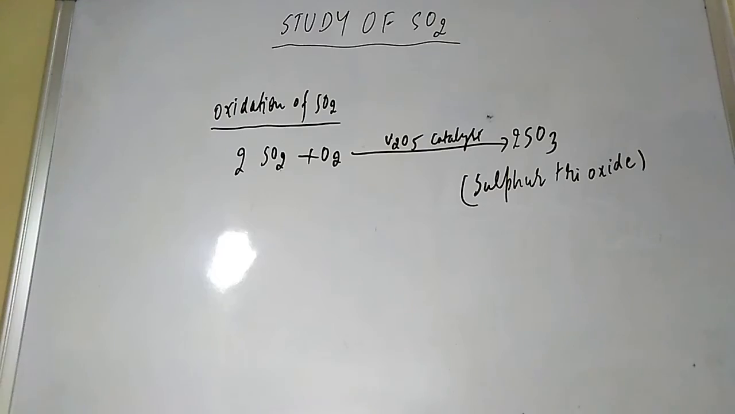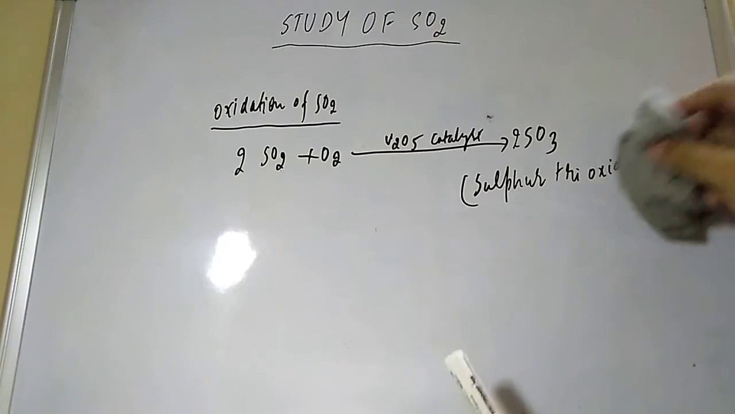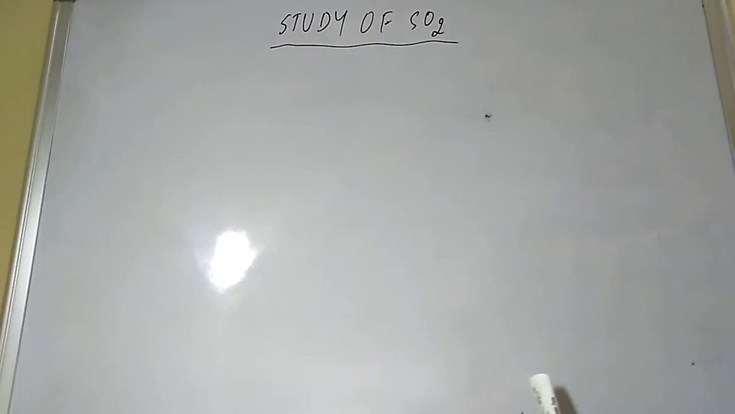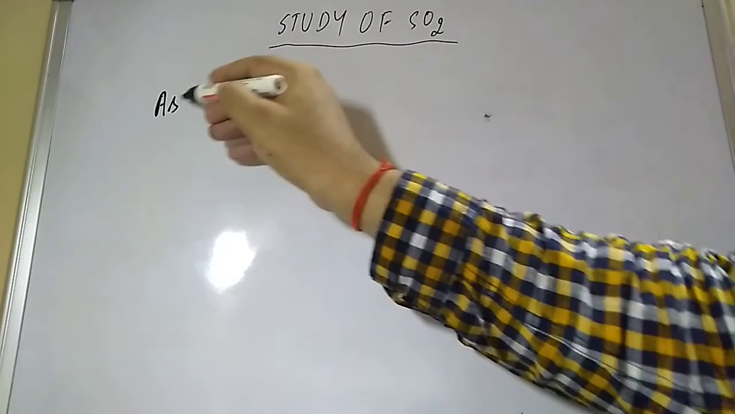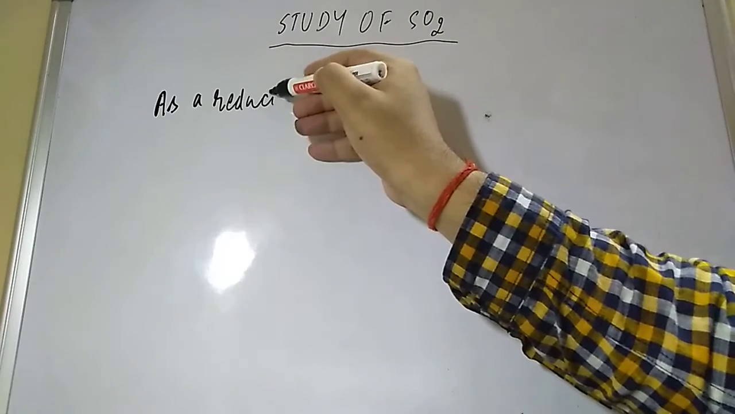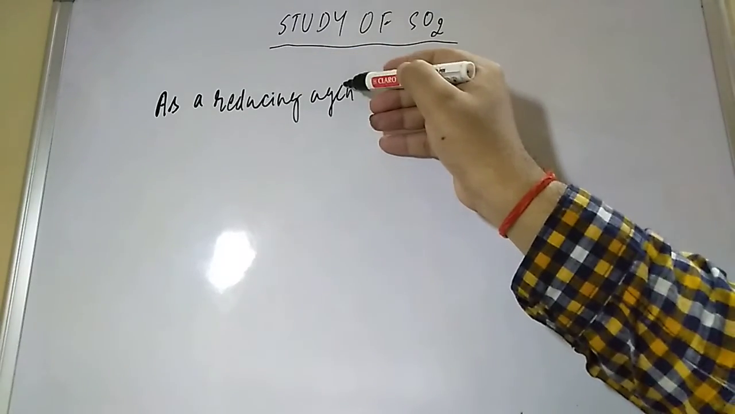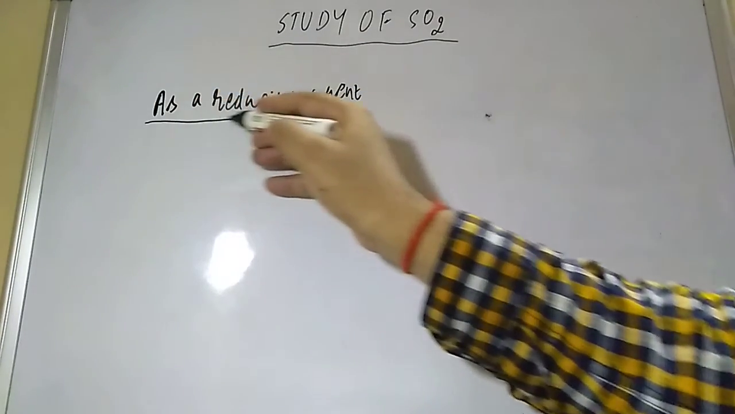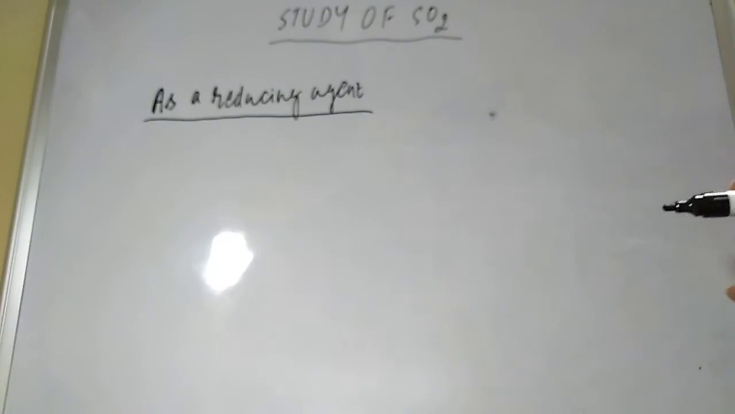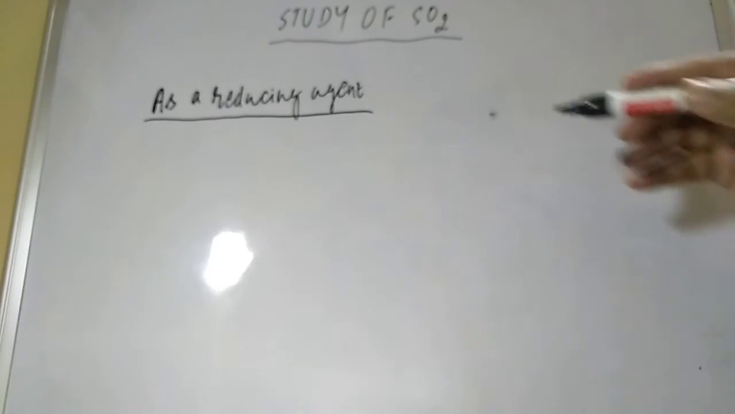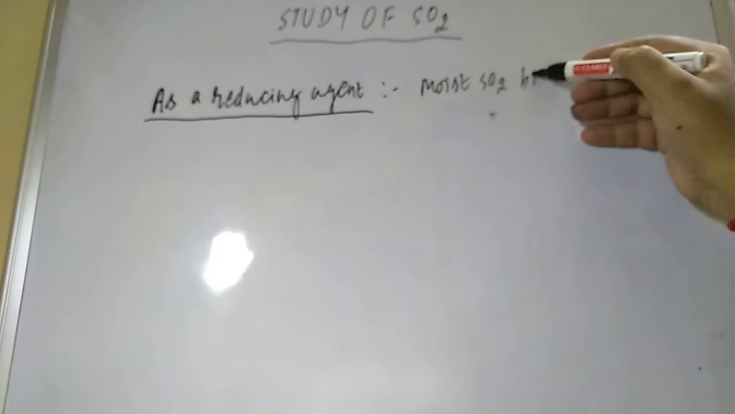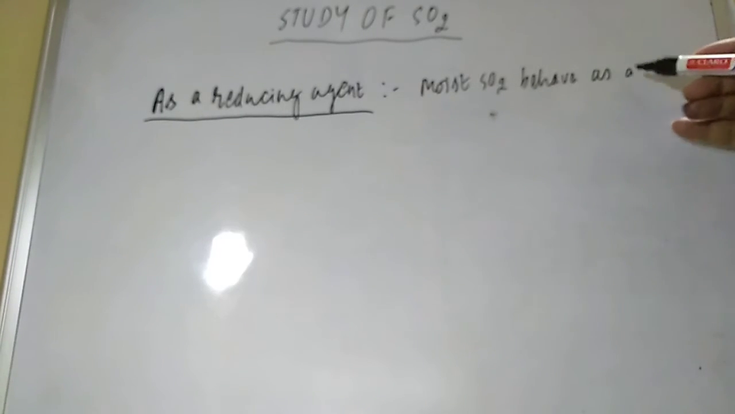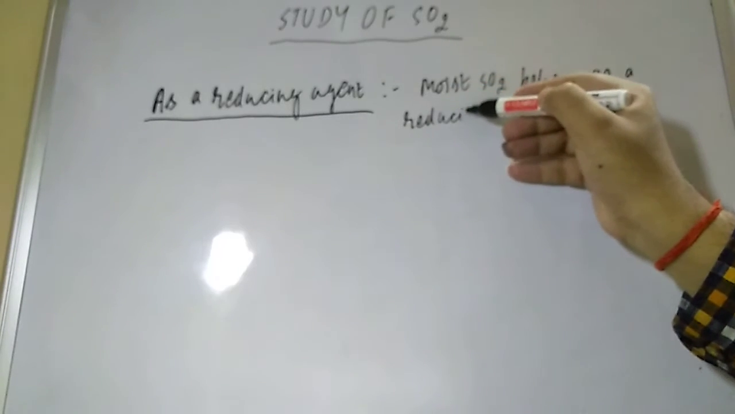Now we want to write it as a reducing agent. This is an important property, because this reaction is used for the testing of sulfur dioxide. Next one is: as a reducing agent. How do we write the equation? Moist SO2 behaves as a reducing agent.